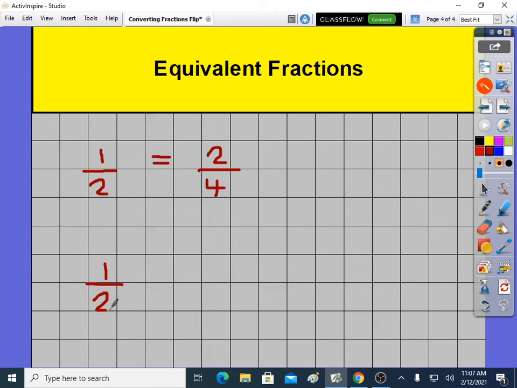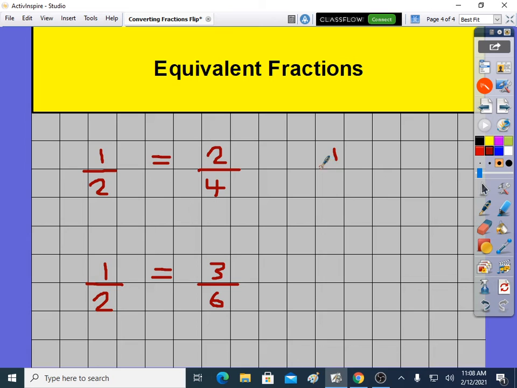You could times them by something else. Let's say we times the top by 3 and the bottom by 3. Then we'd get 3 and we'd get 6, because 3/6 is also the same as 1/2. So if you do the same to the bottom as you do to the top, you will get an equivalent fraction. That's the rule. You have to multiply the top and the bottom by the same number if you want something that's worth the same.